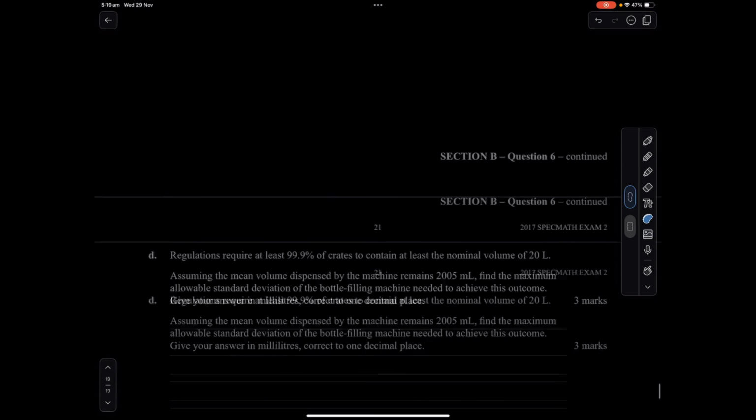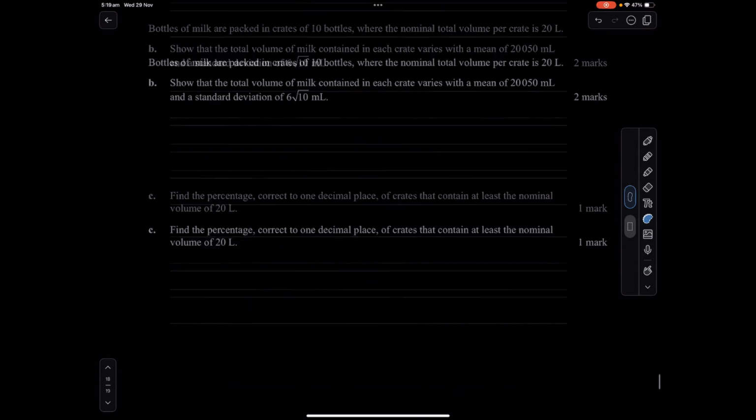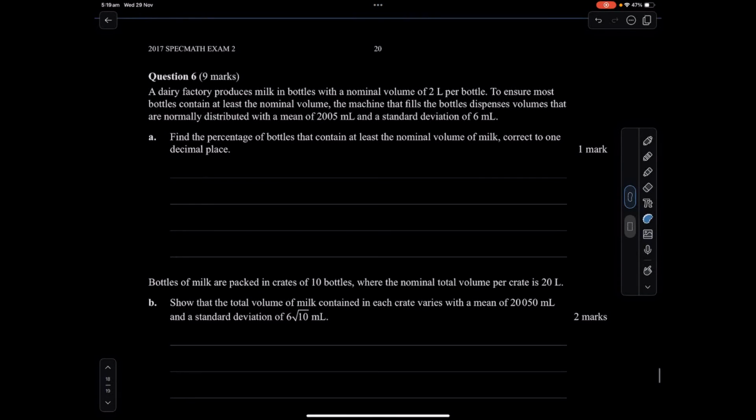Question 6. Hopefully this is the last question. Wow, it's such a long exam. Okay, question 6. A dairy factory produces milk in bottles with a nominal volume of 2 liters per bottle. To ensure most bottles contain at least the nominal volume, the machine that fills the bottles dispenses volumes that are normally distributed with a mean of this and a standard deviation of this. Find the percentage of bottles that contain at least the nominal volume of milk.